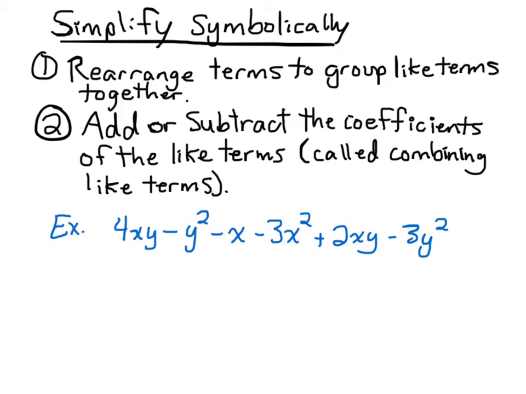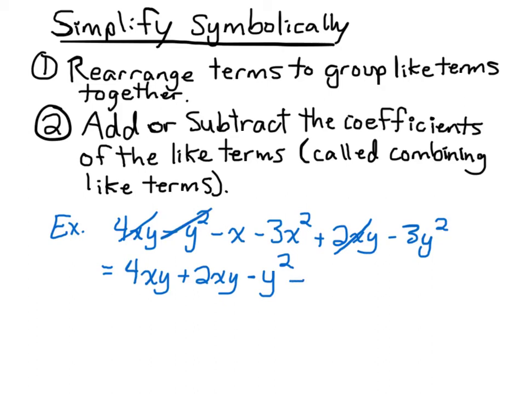So when we do the first step, rearranging terms to group like terms together, we want to write the xy's together and the y squareds together, like this. So here's 4xy plus 2xy, and after we use them, we want to cross them out in our previous steps so that we know we've used them. Then we'll move on to the next term, which was negative y squared. And then we will cross it off because we used it.